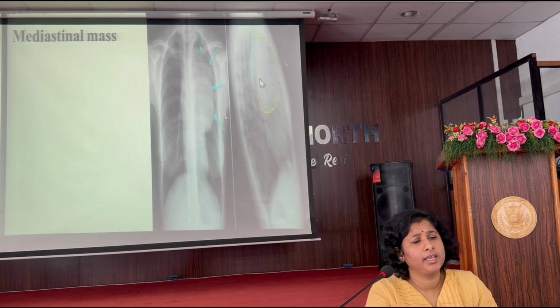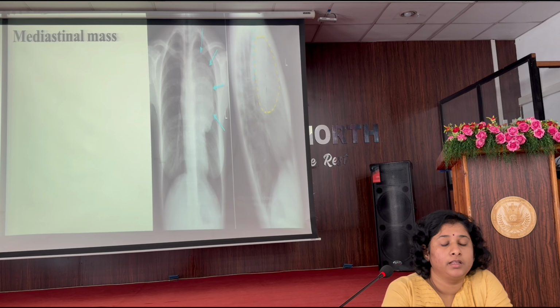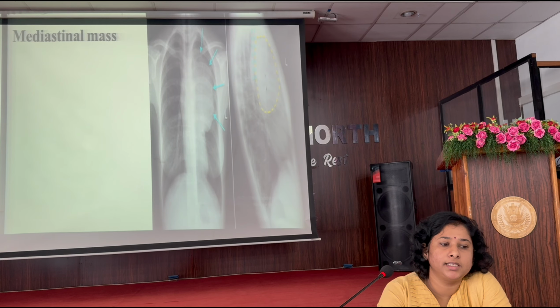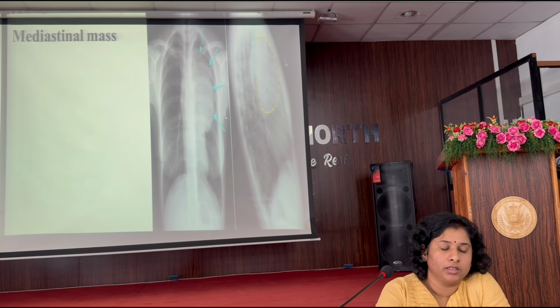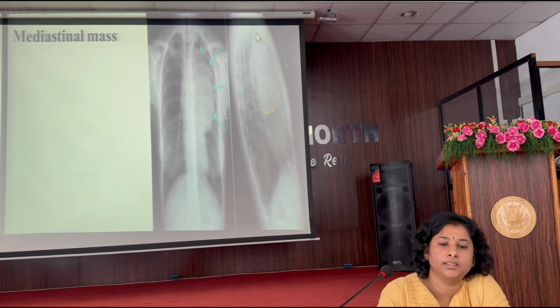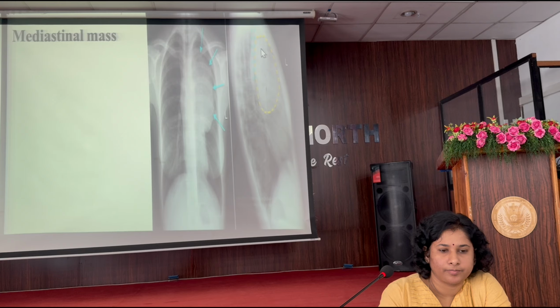So mediastinal mass, again a large subject, so I don't want to go through the entire detail. So we can divide the mediastinum into three: anterior, middle, and the posterior mediastinum. So in a right lateral X-ray, it's easy to identify the area where the heart lies and the hilum, that is called the middle mediastinum. The entire posterior part is the posterior mediastinum. Anterior to the heart, this is the retrosternal space occupied by the anterior mediastinal mass.